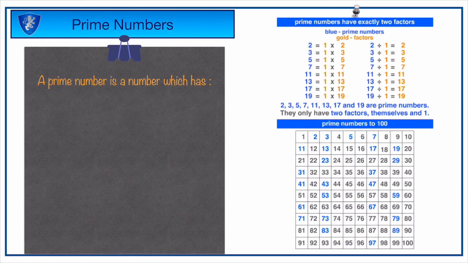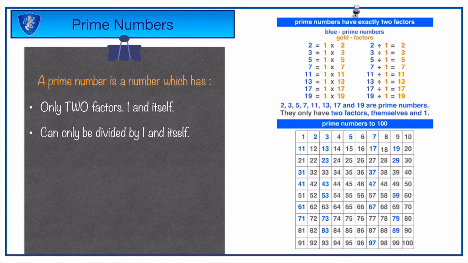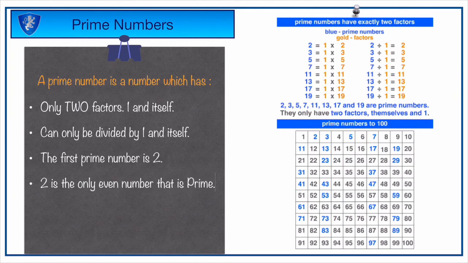Now let's recap everything that I've said here. A prime number has only two factors, 1 and itself; it can only be divided by 1 and itself. The first prime number is 2. Lots of people make mistakes with this: 1 is not a prime number because 1 has only one factor. So the first prime number is 2, and 2 is the only even number that is prime.